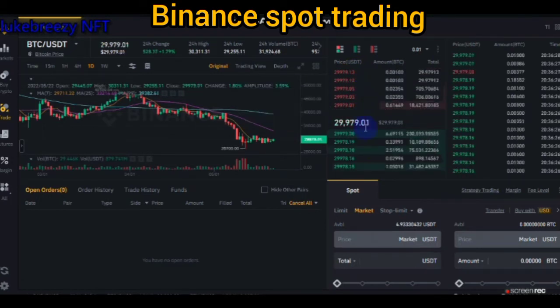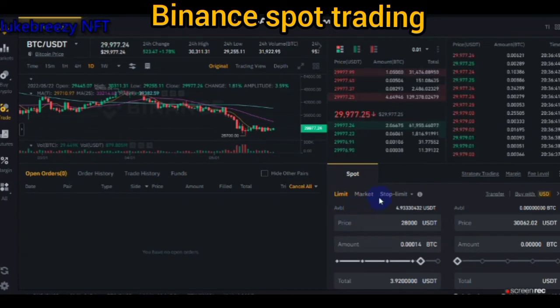You can see them. So now, with that being said, let's go to the spot trade in particular. Now here it is. You can see it's written here: spot. Now here we have the limit, we have the market, we have the stop limit.